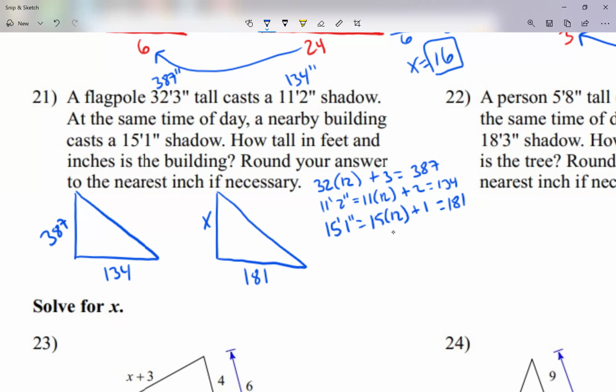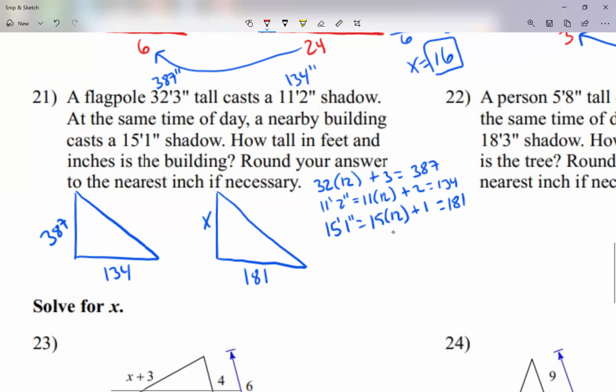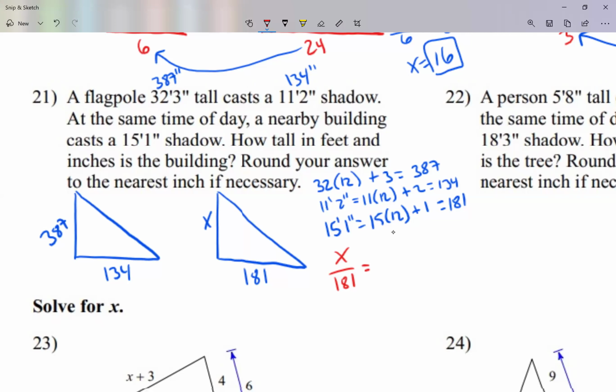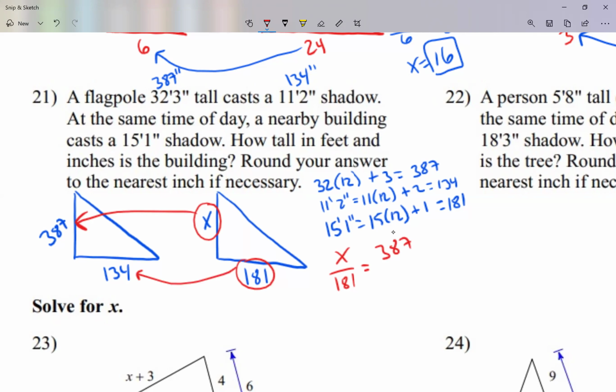So there's a flagpole that is 387 inches. It has a shadow of 134 inches. At the same time, there's a building that is X inches tall, but it has a shadow of 181 inches. Let me solve for X right now. I'm going to do X over 181. Notice how I got the numbers from the same triangle though. X over 181. X goes with 387. 181 goes with 134.